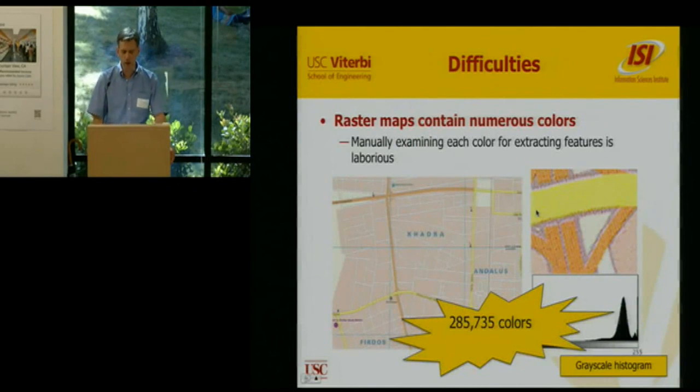So here's one of the difficulties, the fact that they contain many, many colors, for 2 reasons. One is because the scanning technology tends to produce lots of colors to capture all the variations in terms of the different pixels. So this map here on the left had 285,000 and some odd colors in it. And if you look at the grayscale histogram here, you can see there's a wide distribution of colors to represent, by the eye, what just looks like a few colors, right? It really looks like fewer than half a dozen colors on that map.